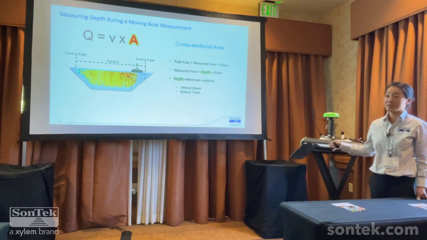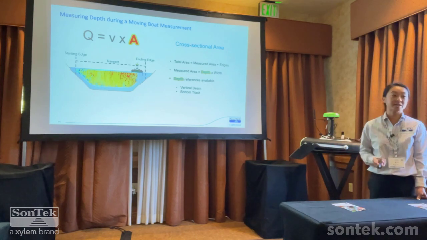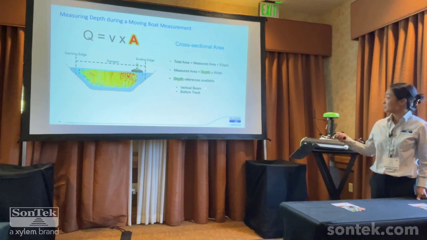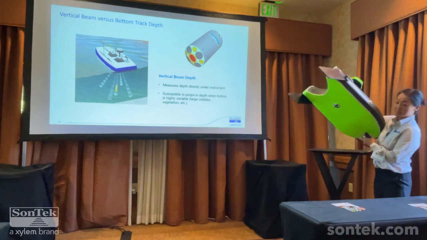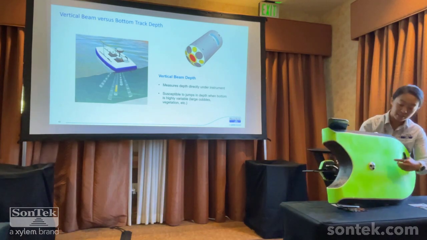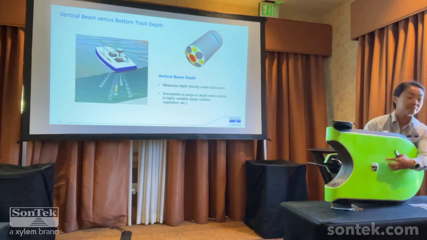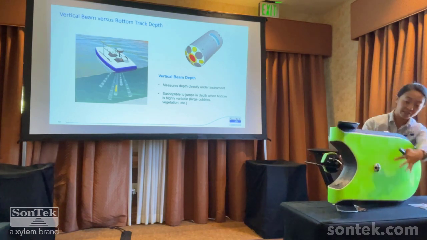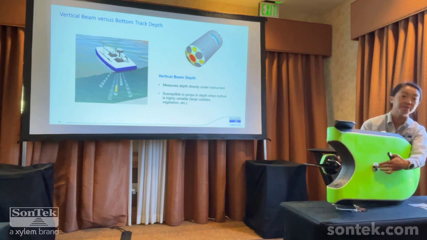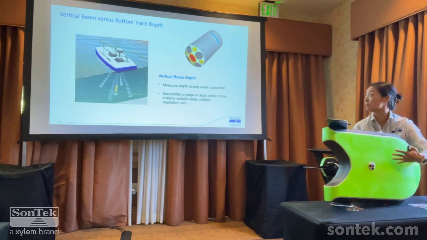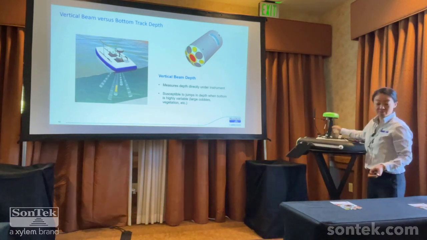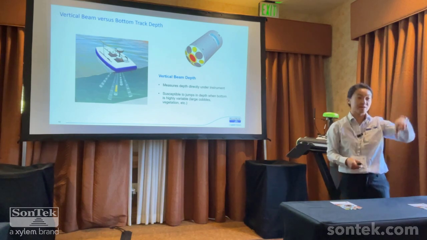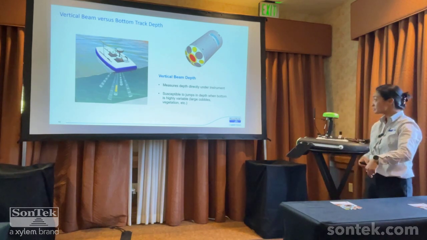And so our ADCPs come by default with 2 different types of depth references. We call them vertical beam and bottom track. So let's talk about the vertical beam first. The vertical beam is the central beam here. If you're familiar with our M9 ADCP, that bigger ADCP with the 9 transducers, there you will see a central beam that points directly downwards and will calculate the depth directly underneath the instrument. So that's actually one of the benefits, that you see the depth exactly where you're measuring at that time.